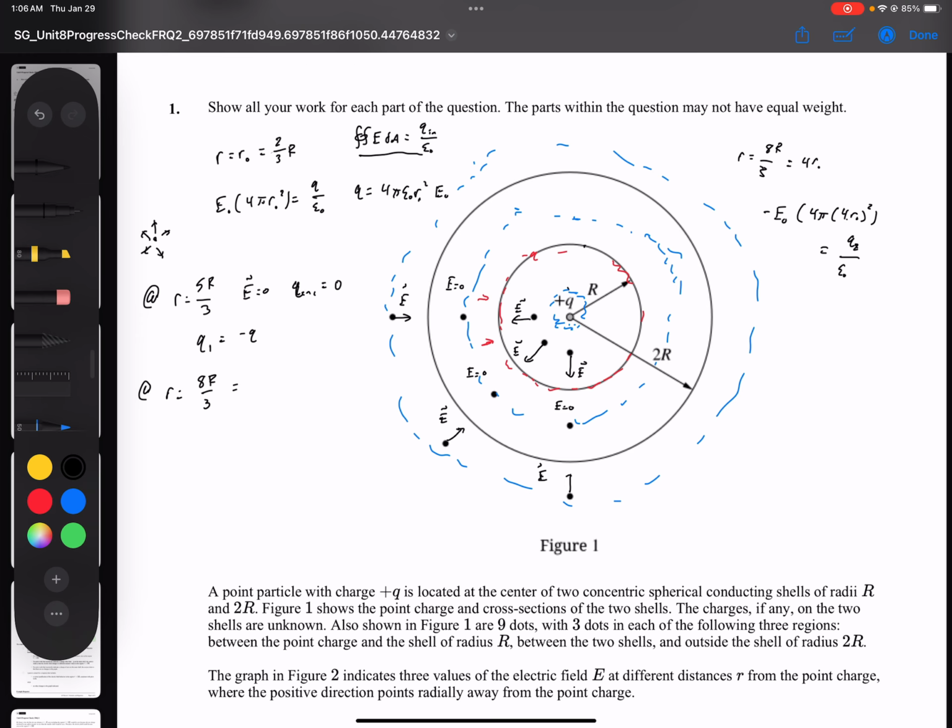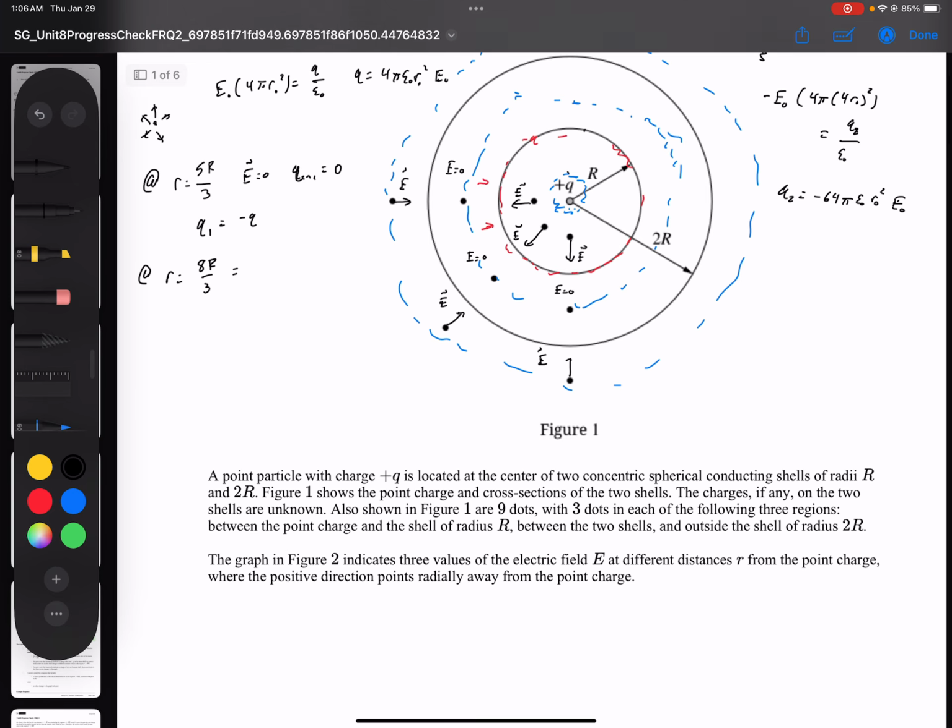So when I'm 4 times as far away from the center, then the strength of the E field has to be negative E naught. We need to figure out what total charge has to exist. So if I have (4 R naught) squared times 4 pi, well, 4 squared is 16, times 4, then we end up with 64. So Q2 is equal to negative 64 times pi times epsilon naught times R naught squared times E naught.